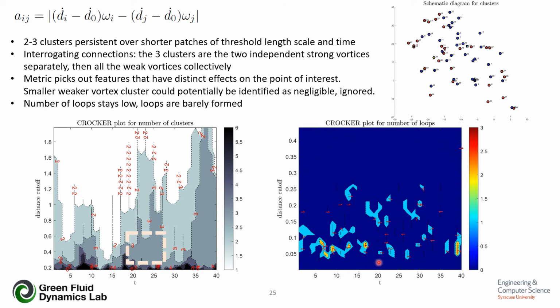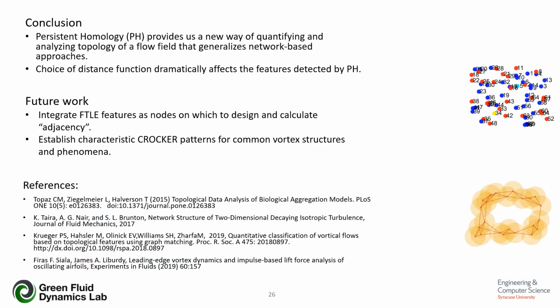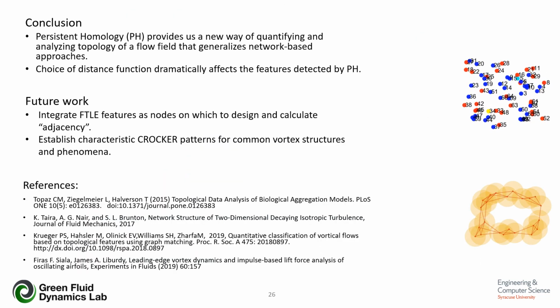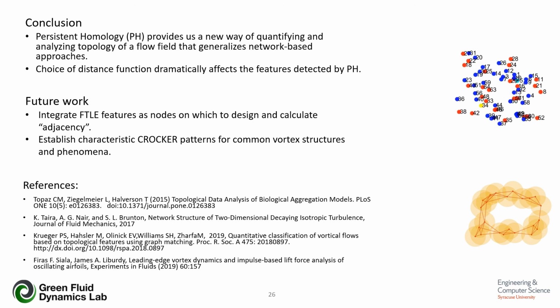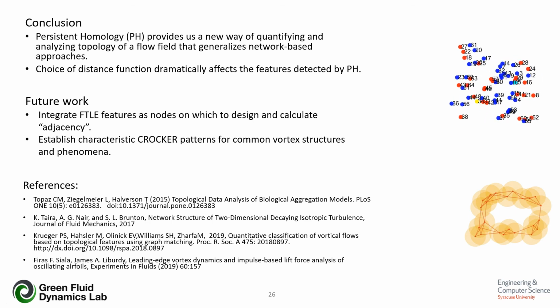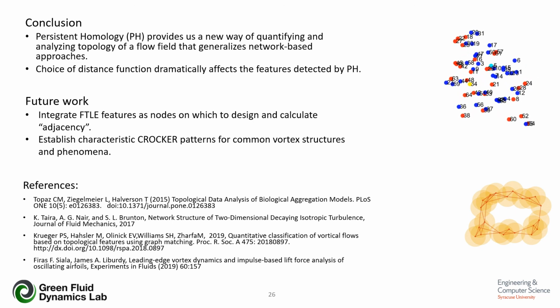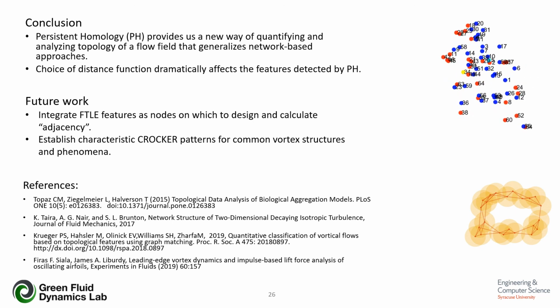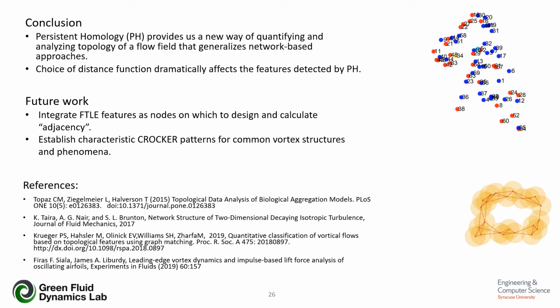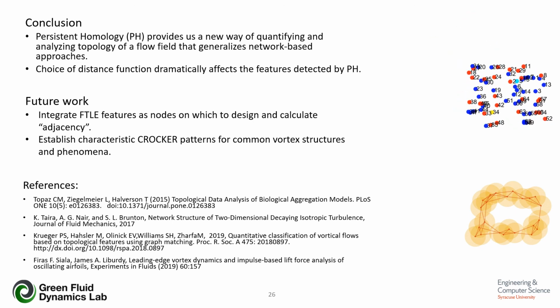For this figure here, the number of loops stays low. This means the loops are barely formed in this case. So for the current work, we could say that persistent homology does provide us a new way of quantifying the flow field's structural and behavioral patterns. And the several distance functions tested reveal the connections between vertices.